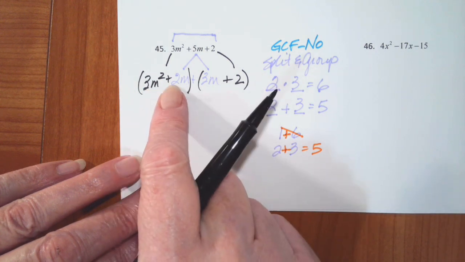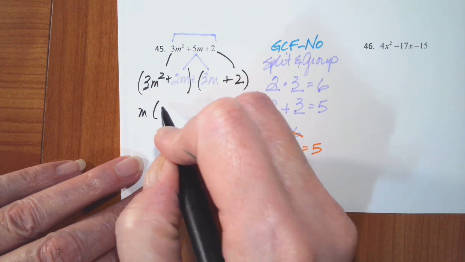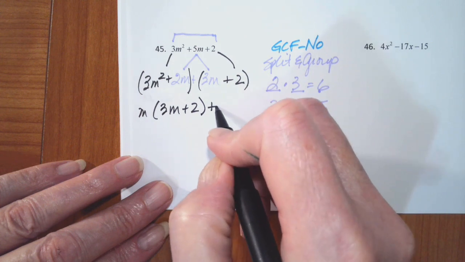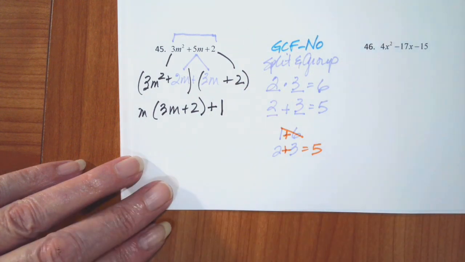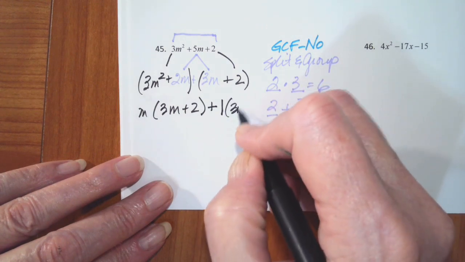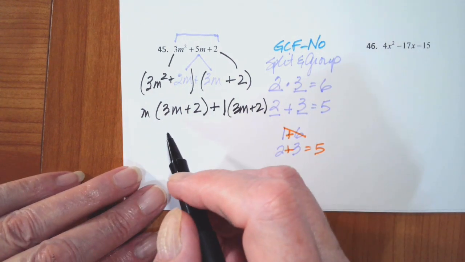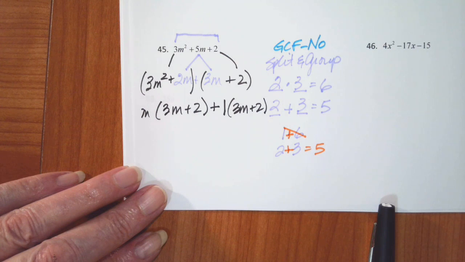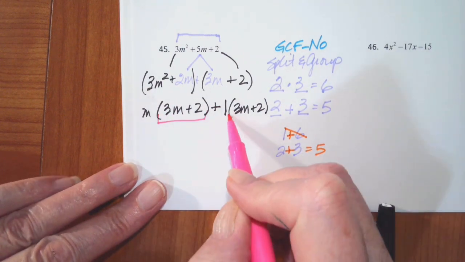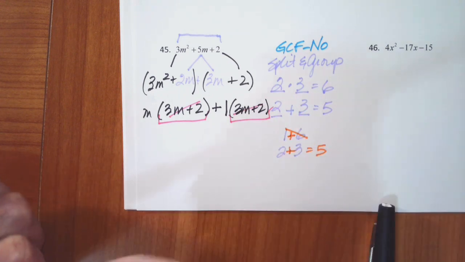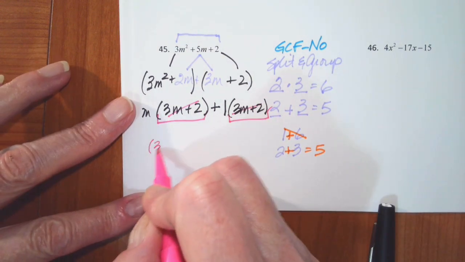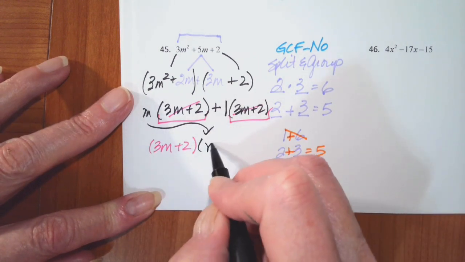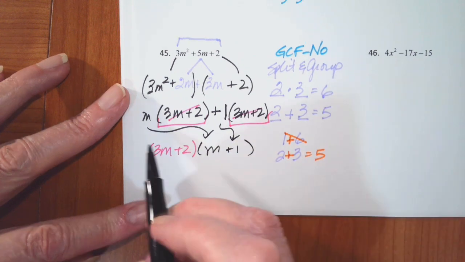Greatest common factor here is m. When I divide, I'm left with 3m plus 2. The greatest common factor here is 1. 3m plus 2. So that gives me a common binomial factor of 3m plus 2. So I get 3m plus 2 times my leftovers, which is m plus 1.